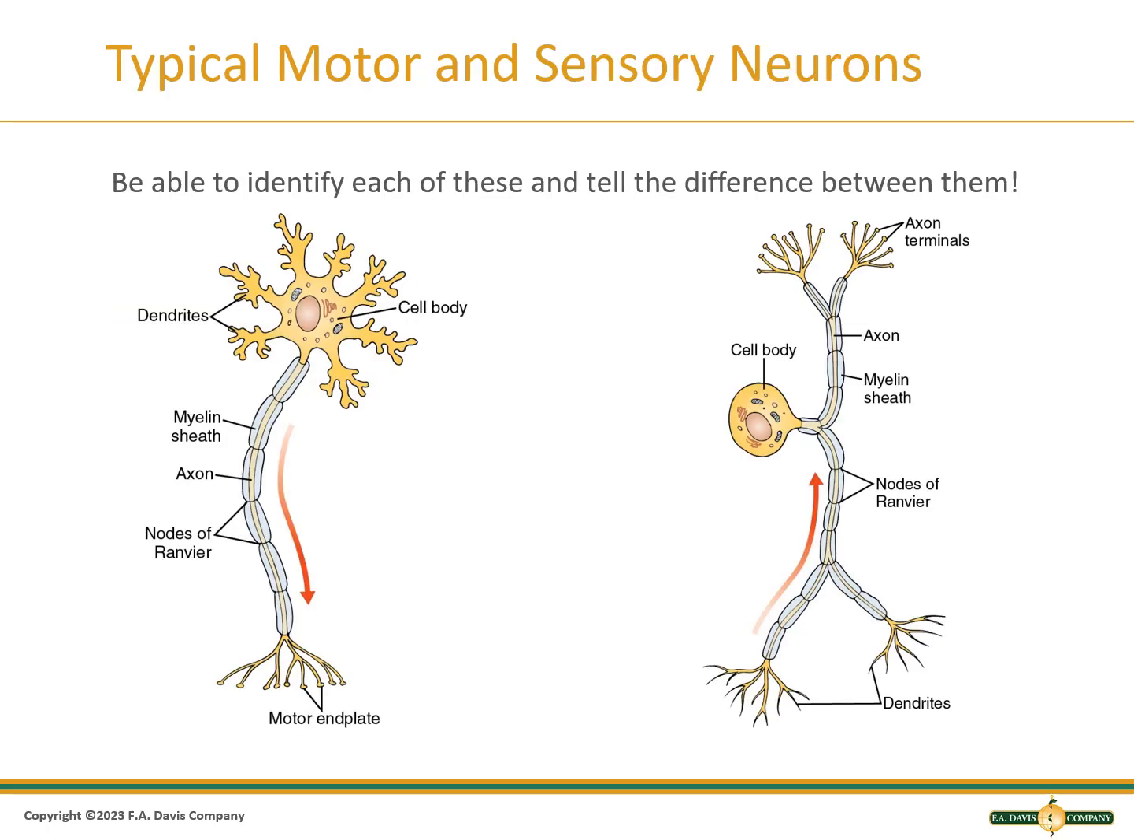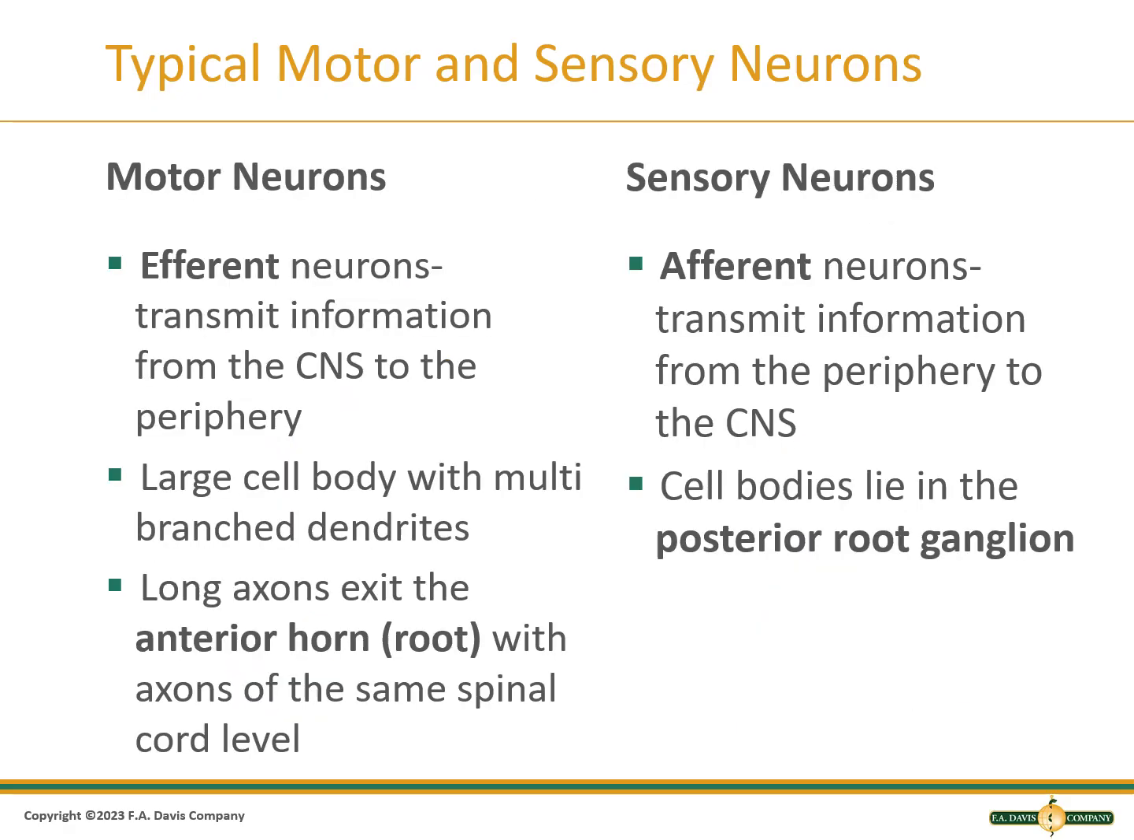Here we can see a motor neuron on the left and a sensory neuron on the right. I would familiarize myself with each of these and be able to tell the difference between them. Motor neurons, which are our efferent neurons, transmit information to the central nervous system from the periphery. They have large cell bodies with multi-branched dendrites and long axons that exit the anterior horn of the spinal cord with other axons of the same spinal cord level.